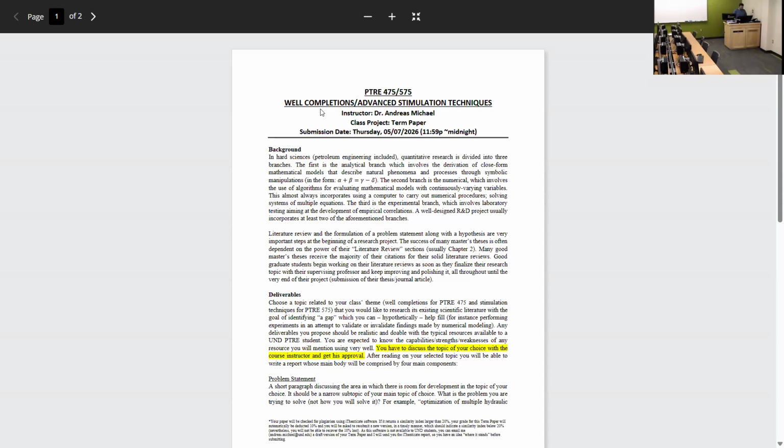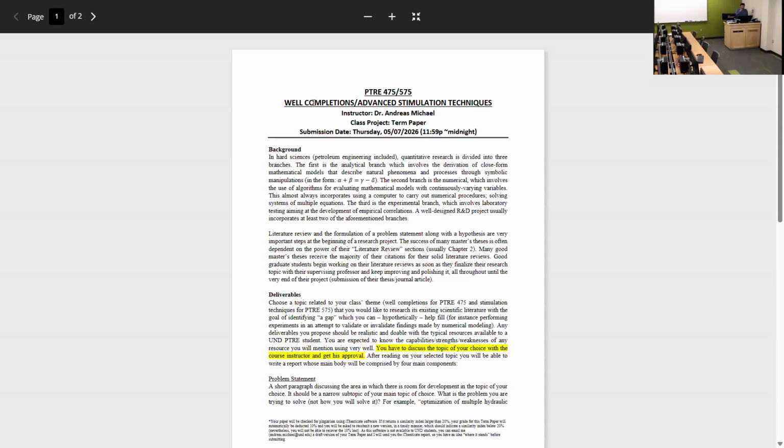Literature review and the formulation of a problem statement along with a hypothesis are very important steps at the beginning of a research project. The success of many master's theses is often dependent on the power of their literature review, which is usually chapter 2. Many good master's theses receive the majority of their citations from their solid literature reviews.